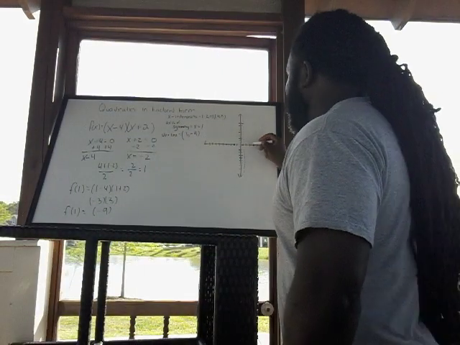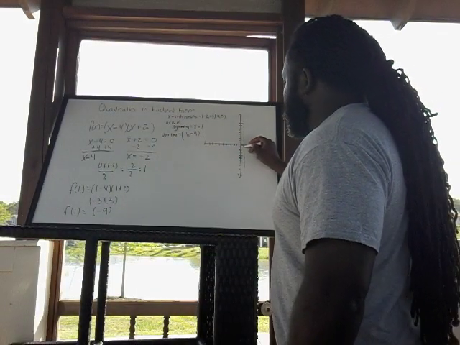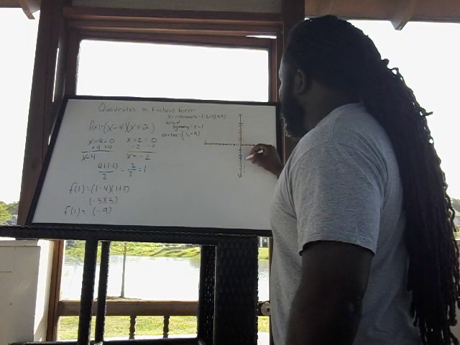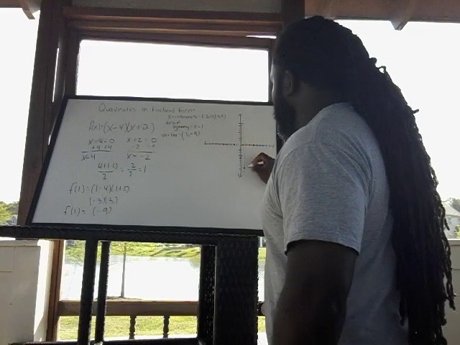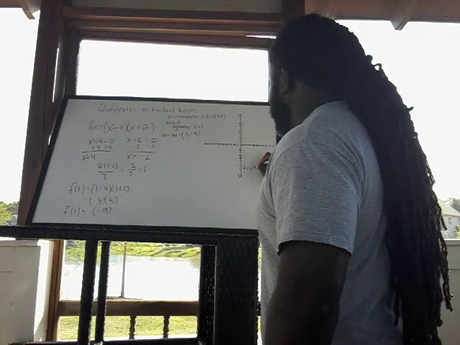So my vertex would be 1, -9. We plot that at 1 and go down 1, 2, 3, 4, 5, 6, 7, 8, 9. This is my vertex, 1, -9.